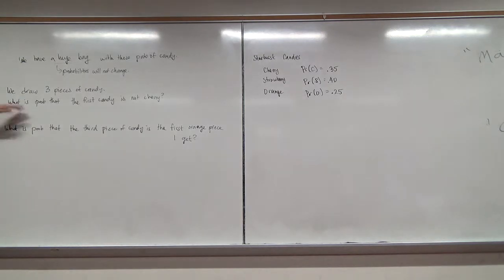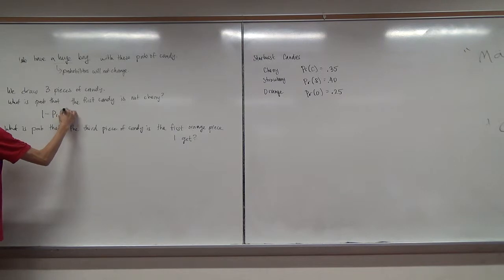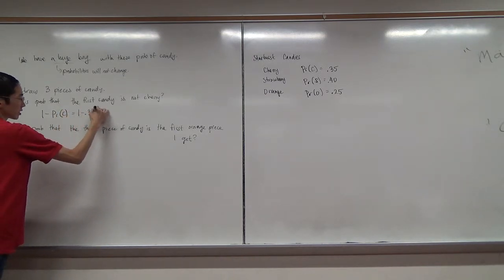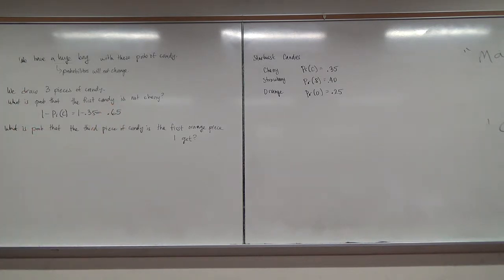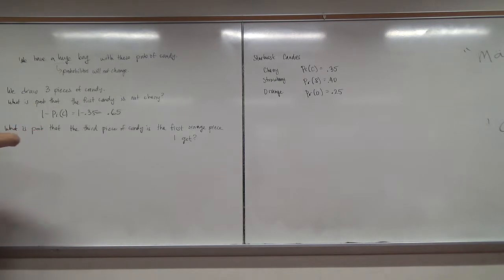What's the probability that the first candy is not cherry? This one should be easy. 0.65, right? So we do 1 minus the probability that it is cherry, 1 minus 0.35, and we get 0.65.